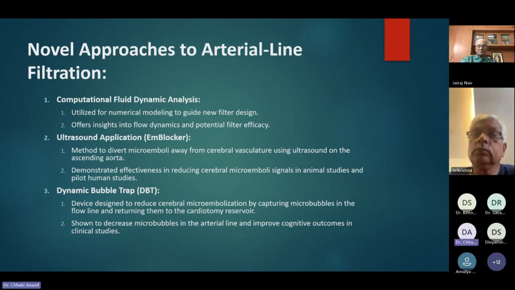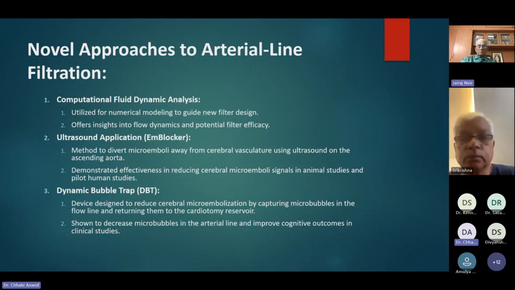Novel approaches to arterial line filtration. Number one, computational fluid dynamic analysis utilized for numerical modeling to guide new filter design, offers insight into flow dynamics and potential filter efficacy. Ultrasound applications, that is the EM blocker, a method to divert microemboli away from cerebral vasculature using ultrasound on the ascending aorta. Demonstrates effectiveness in reducing cerebral microemboli signals in animal studies and pilot human studies.